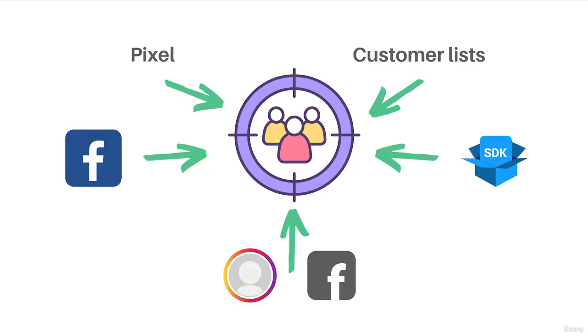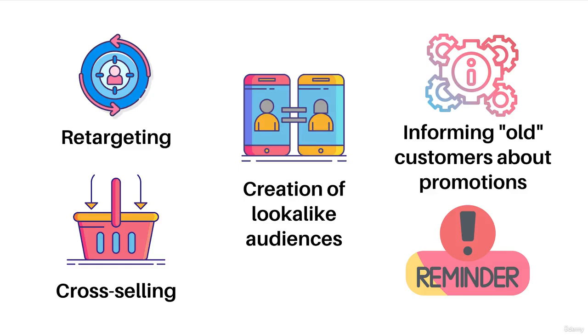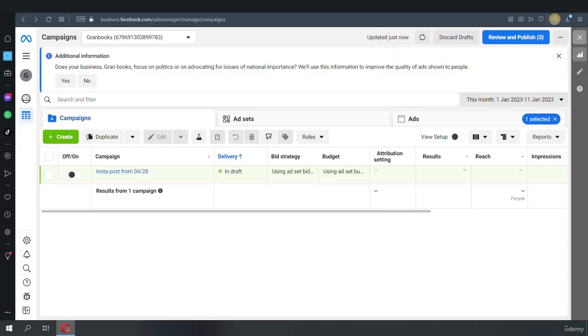We can configure our target audience according to their interests, which are collected using data from Facebook Pixel, SDK, Facebook/Instagram profile interactions, or data provided by you, such as a customer list. This data can be used for retargeting, creation of lookalike audiences, cross-selling, informing old customers about promotions, and as reminders for yourself. Let's go to the Ads Manager.